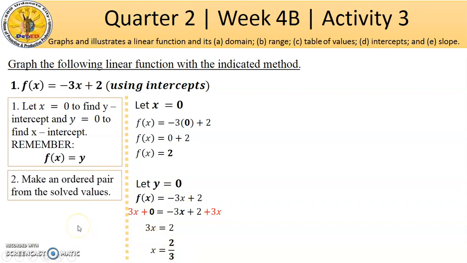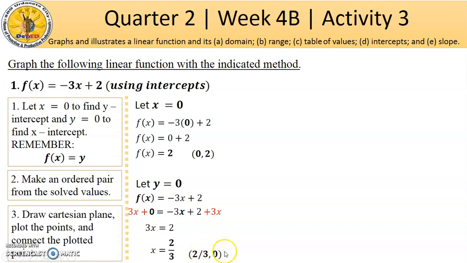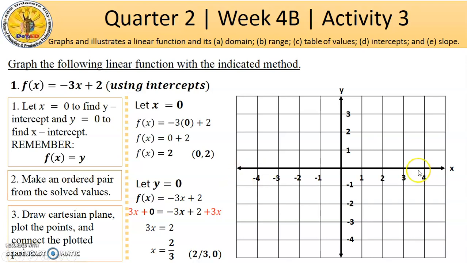Now, second step, make an ordered pair from the solved values. For the y-intercept, we have (0, 2). And for the x-intercept, we have (2/3, 0). Next, draw Cartesian plane, plot the points, and connect the plotted points. So we have here the Cartesian plane. Now we're going to plot points.